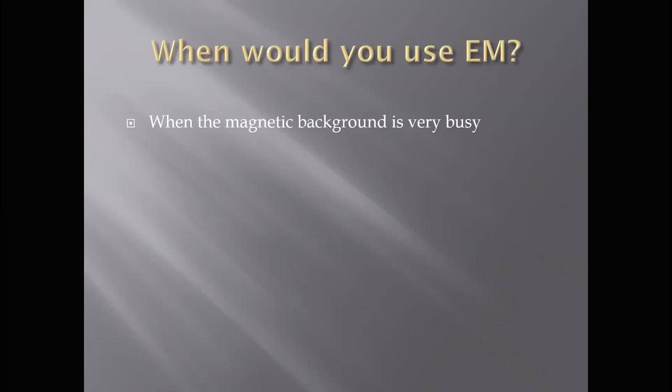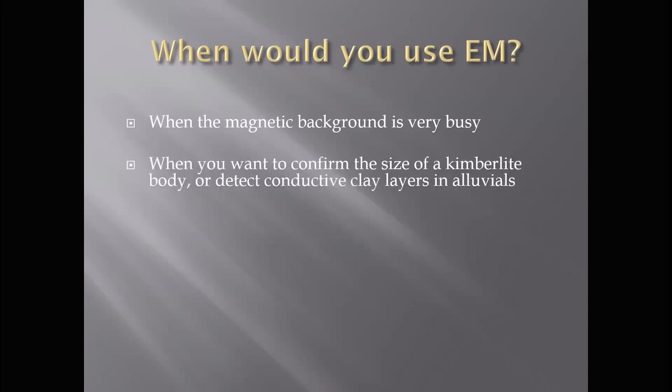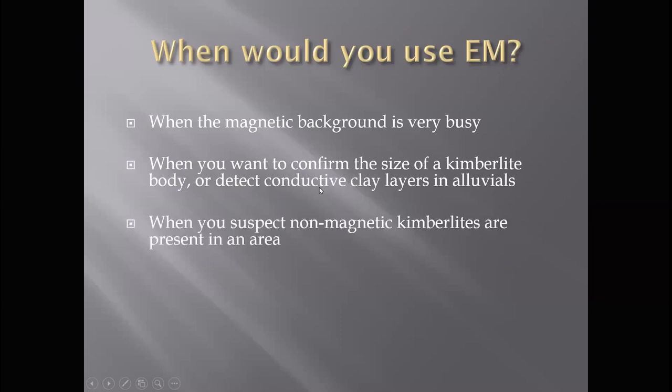When would you use EM? Magnetic background, again, very busy. Can't see my kimberlites because the mag is so busy. Again, I want to confirm the size of a body, or I want to detect, in the case of alluvials, the clay layers. Sometimes clay layers are useful when you're mining alluvials. Sometimes there's a clay layer just above what you're interested in terms of your gravel, or even within your gravel. Therefore, EM becomes quite a useful tool in mapping your channels. So channel mapping. And again, when you suspect a non-magnetic kimberlite is present in an area, I'm going to show you a good example from Angola.